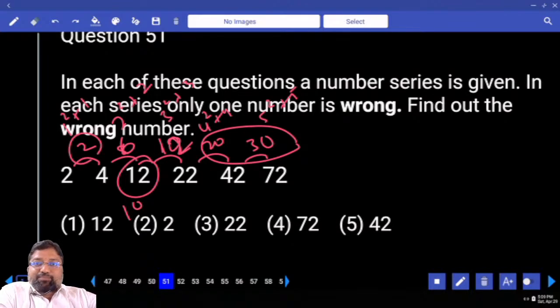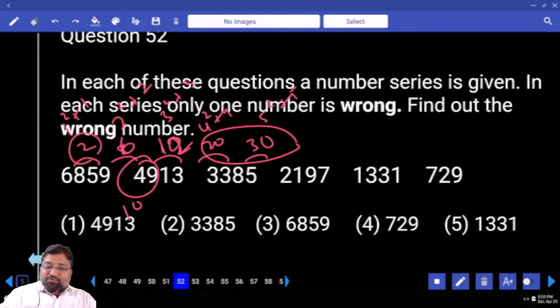Two numbers will definitely be wrong. Whether we go with differences or products, the logic fails in two places. But looking at the other three or four numbers, we have to guess. In two places you will not get the correct logic, you will always get the wrong logic, but based on the other numbers we have to decide what's going on there. 52.